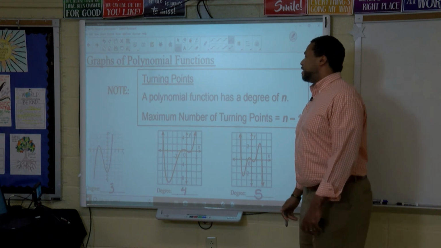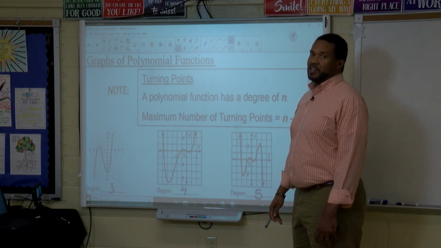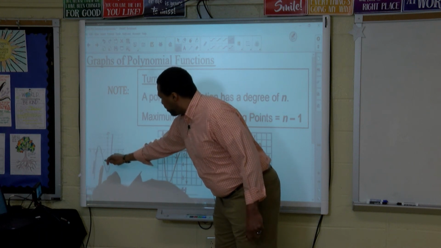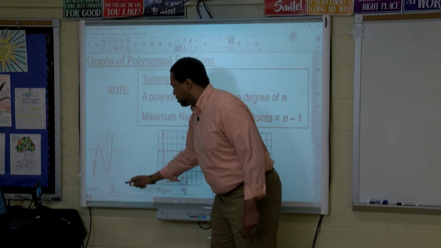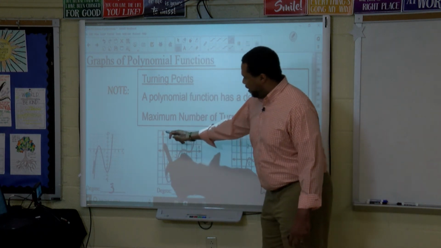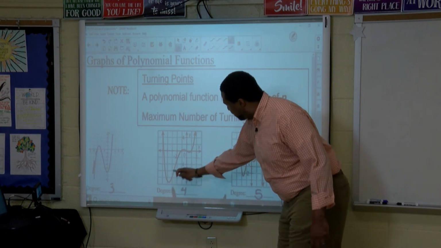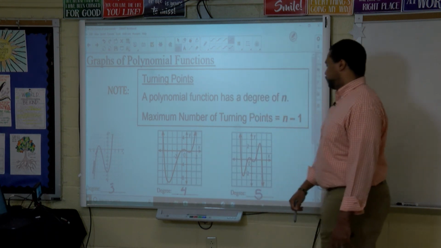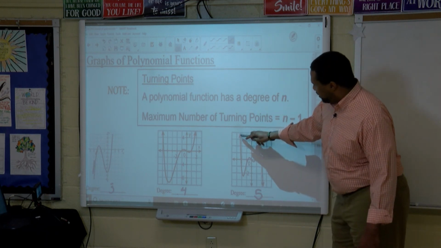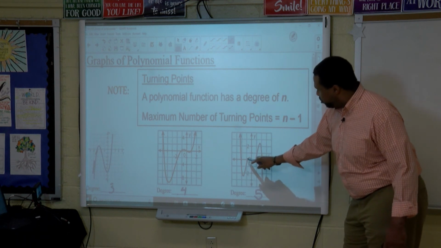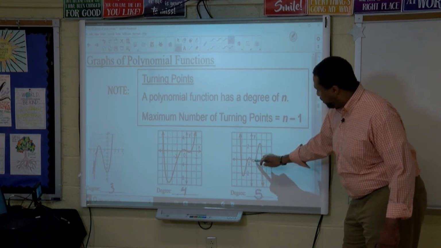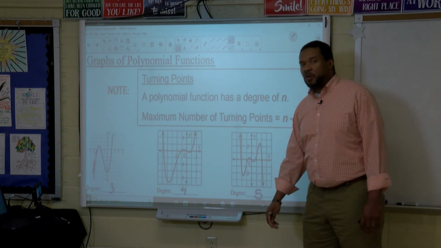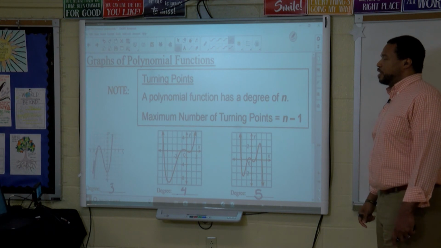Another way I like to look at it, other than the number of turns, is actually counting the areas that each graph has. So there's an area here, that's 1. There's an area here, 2. There's an area here, which is 3. On this graph, here's the area, 1. Here's the area, 2. Here's the area, 3. Here's an area, 4. This graph, there's an area here, that's 1, 2, 3, 4, 5. So you can look at it from the number of turning points or the areas to be able to recognize the degree of a polynomial.